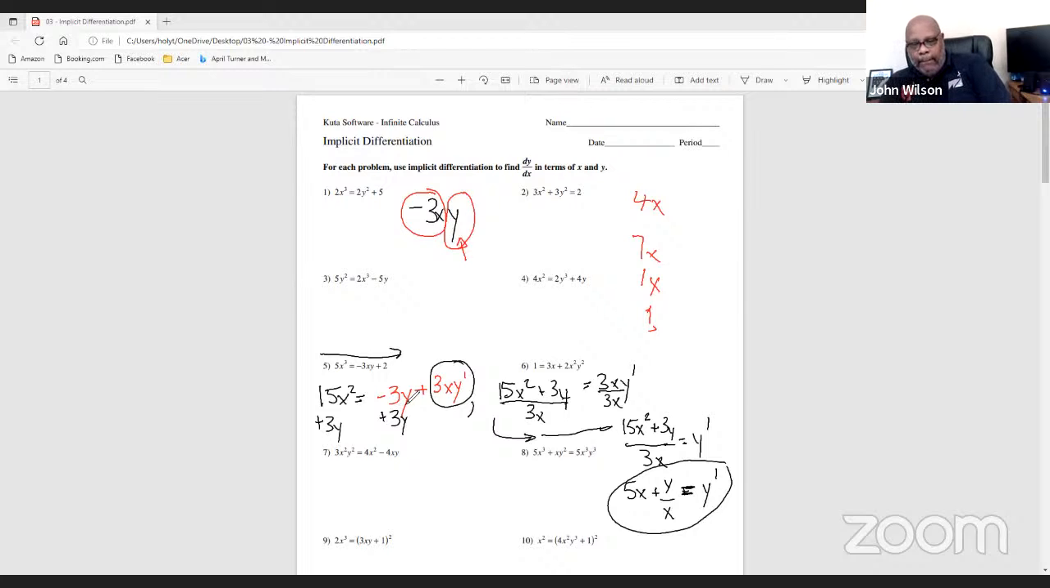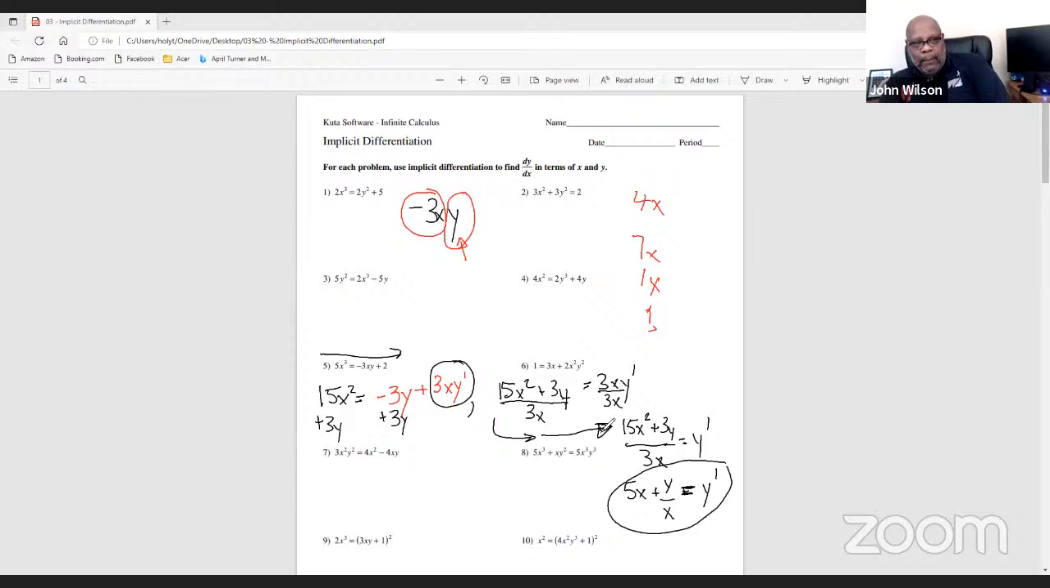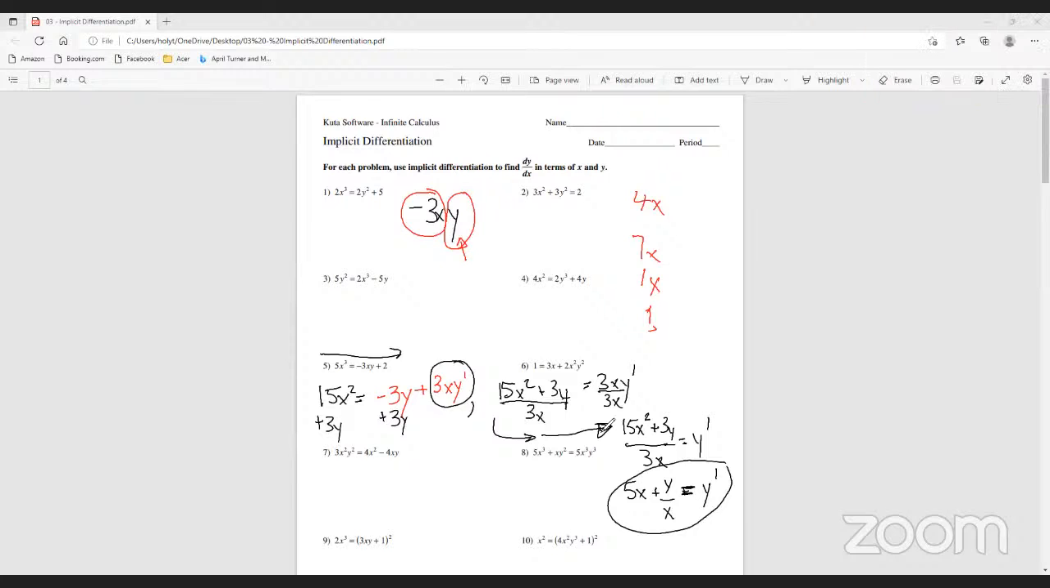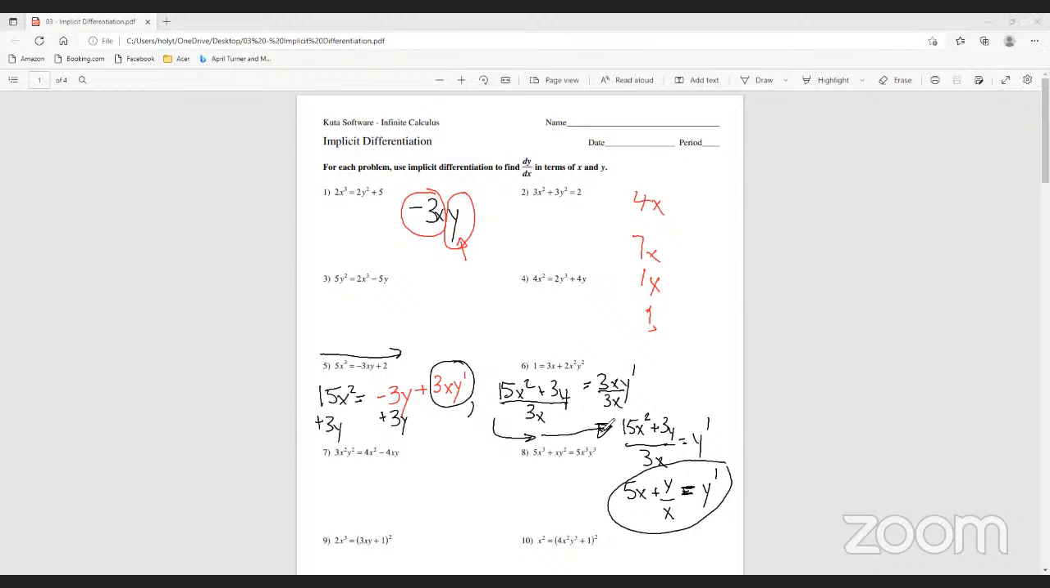Okay. Questions? I'll stop, because that problem was a little bit longer. Questions? Most of the questions will revolve around... Please do. You say 15x squared equals negative 3y plus 3xy prime, yes, and you have it circled. Why would it be plus 3x? Why wouldn't it be negative 3x? I thought it would have been negative 3x.